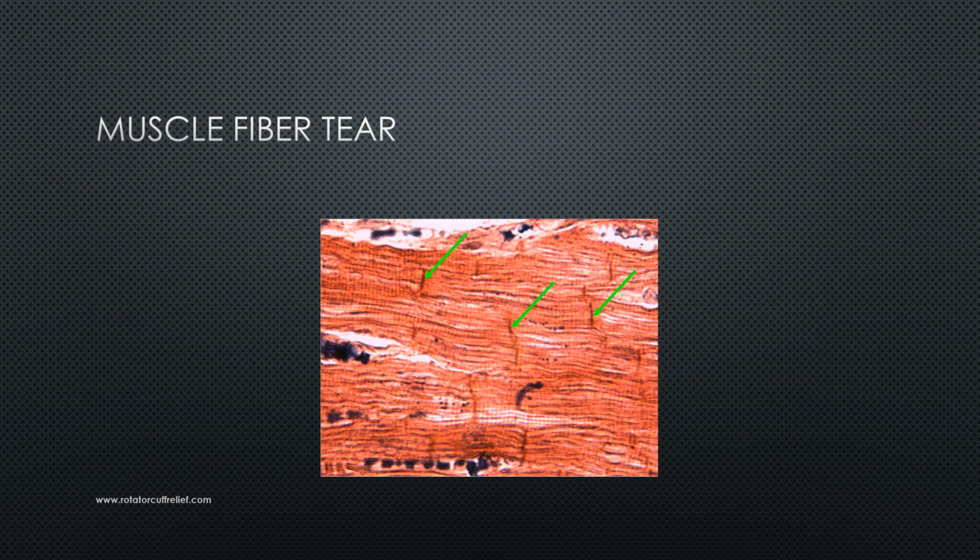What does it look like under a microscope? Well, the green arrows show the fiber disruption. Pretty cool image. In future videos, we'll go over what imaging looks like. The two types of imaging that are done are typically MRI and ultrasound. And what do you do next?